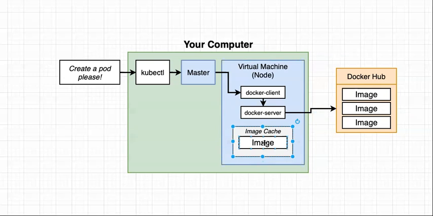Now, think of a Docker image like a blueprint to create your container. Without the Docker image, you cannot create a container. So this is a very basic detail of how you are going to use the different components inside Kubernetes and how you are going to interact with them.